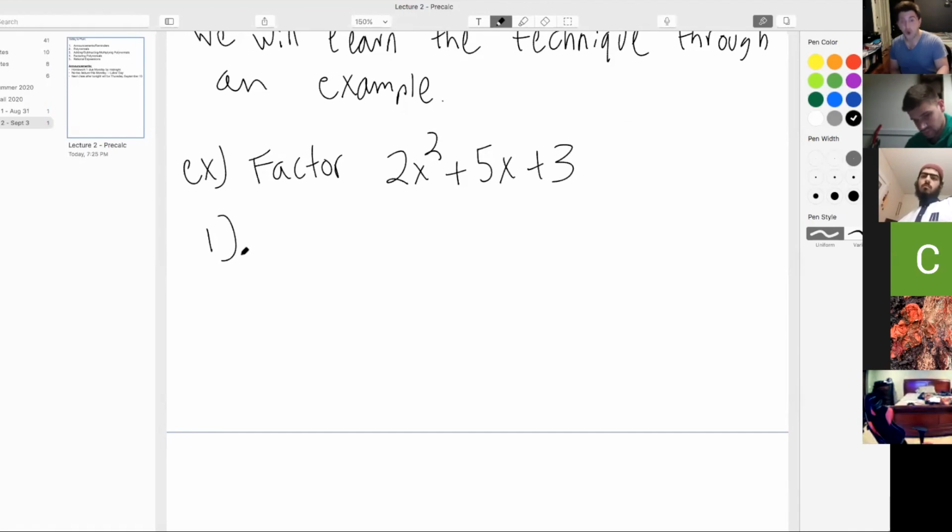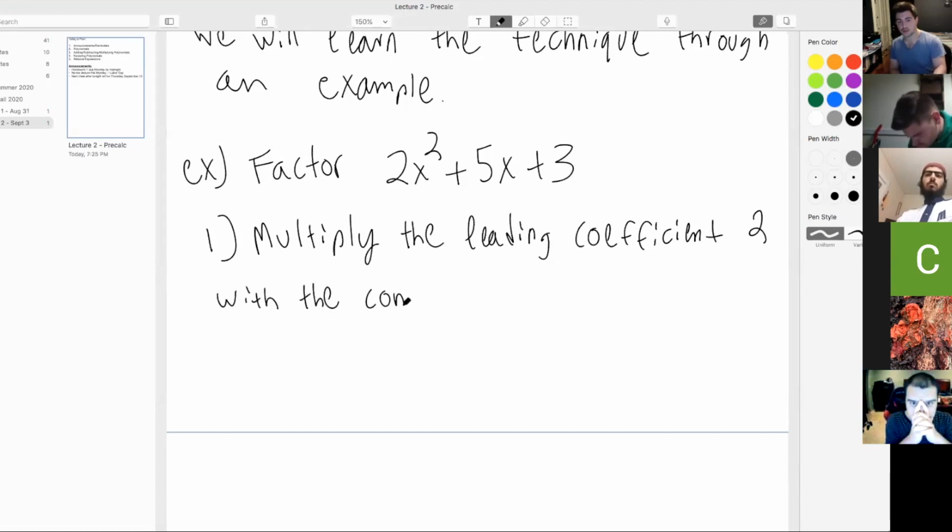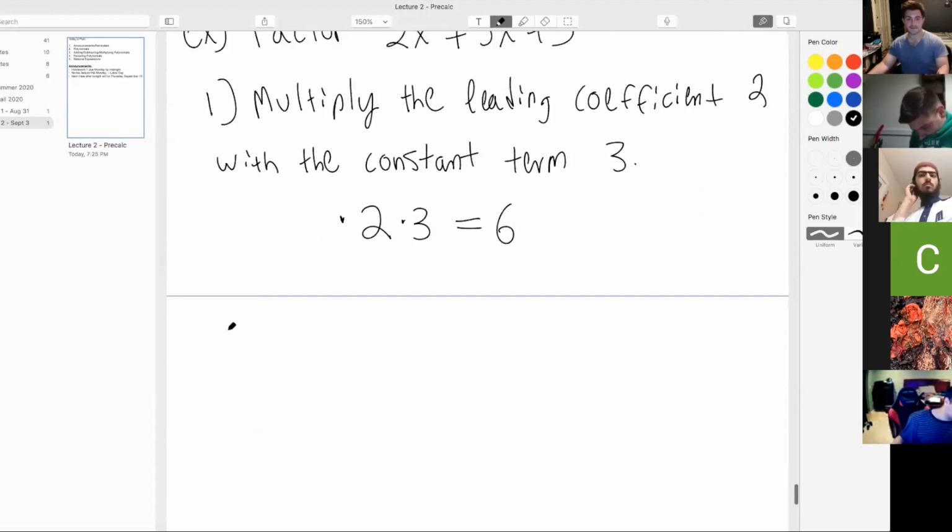Step one, multiply the leading coefficient, which is 2, with the constant term 3. So that's easy. We just need to do 2 times 3, which is 6. Step 1, multiply the leading coefficient by the constant term. Excellent.